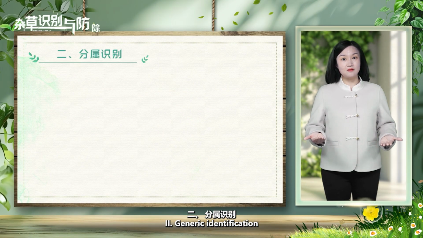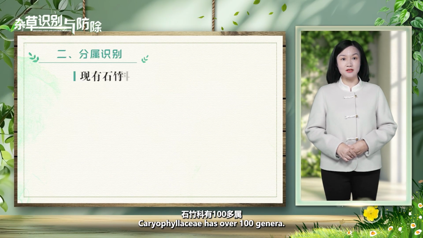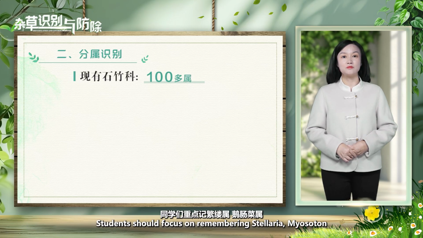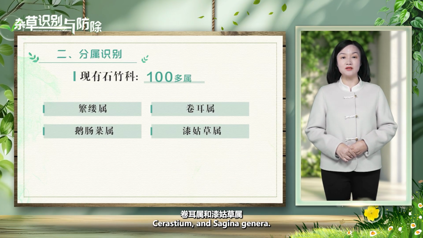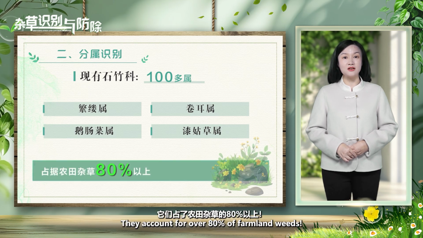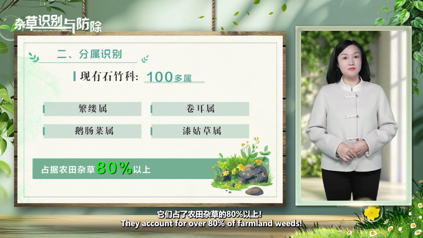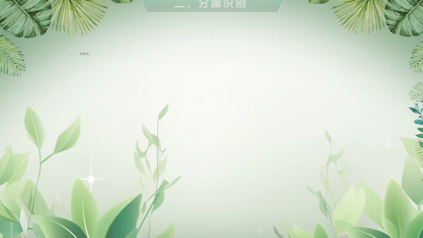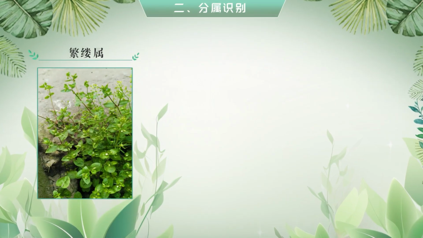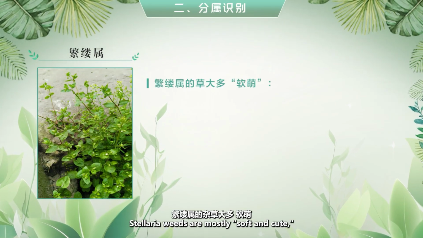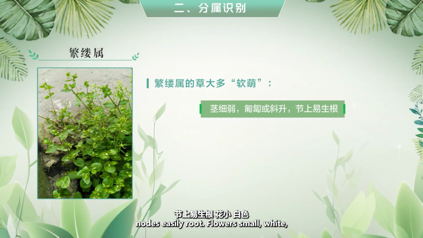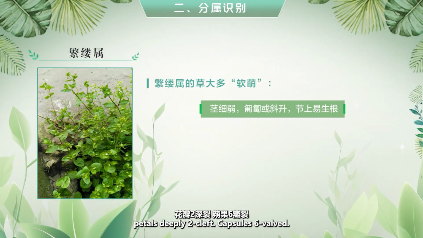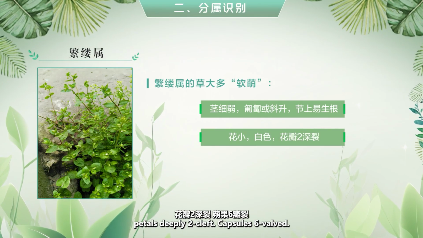2. Generic identification. Caryophyllaceae has over 100 genera. Students should focus on remembering Stellaria, Myosoton, Cerastium, and Sagina genera. They account for over 80% of farmland weeds. 1. Stellaria. Stellaria weeds are mostly soft and cute, stems weak, prostrate or ascending, nodes easily root, flowers small, white, petals deeply two-cleft, capsules 6-valved.